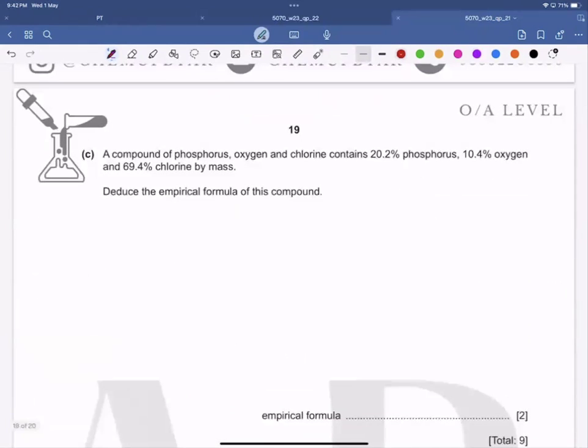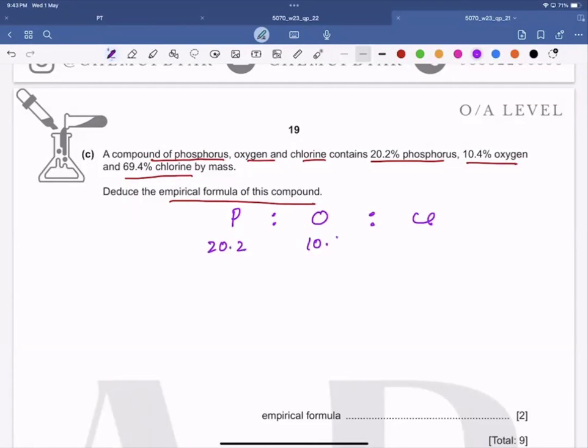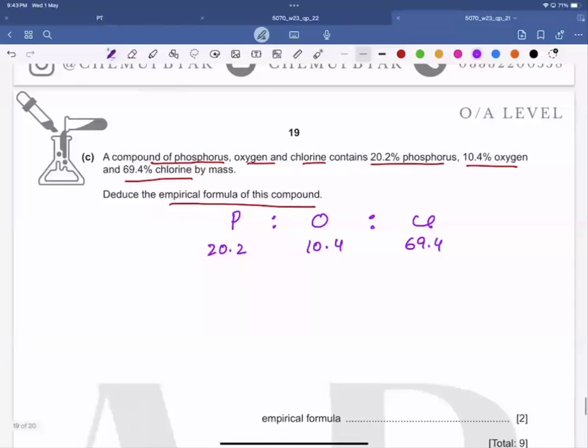Now, C part. A compound of phosphorus, oxygen, and chlorine contains 20.2% phosphorus, 10.4% oxygen, and 69.4% chlorine. Deduce the empirical formula of this compound. So phosphorus, oxygen, chlorine: 20.2, 10.4, and 69.4. First we have to divide them by their Ar. So phosphorus 31, oxygen 16, chlorine 35.5. Can anyone calculate the values and tell me the answer, please?